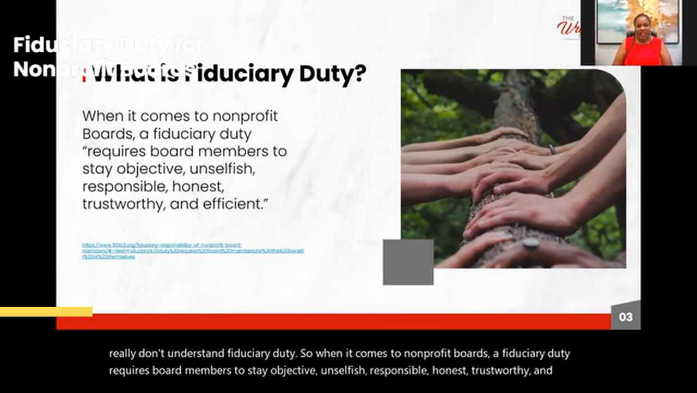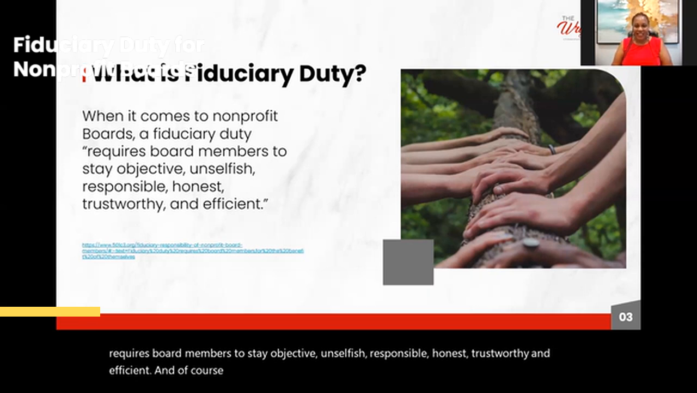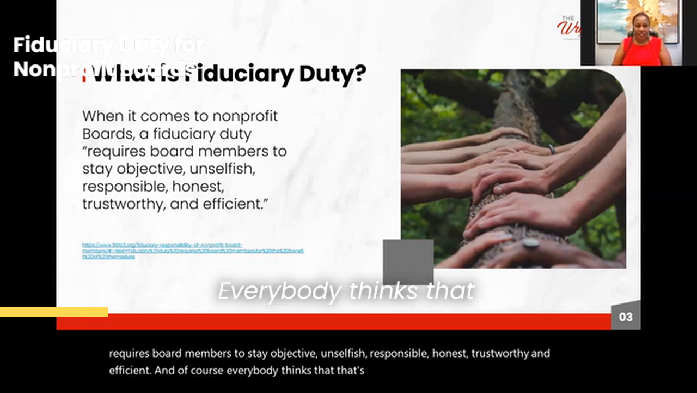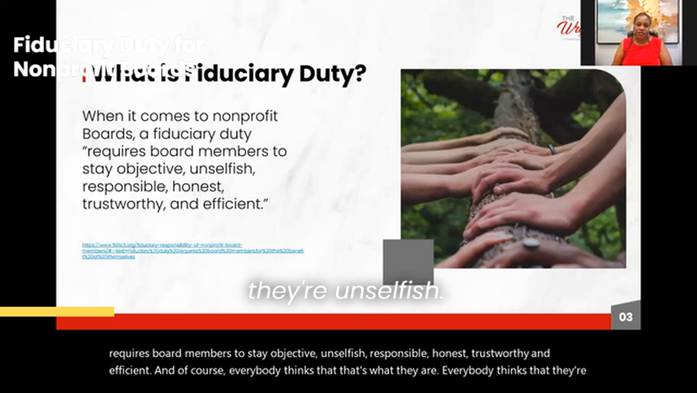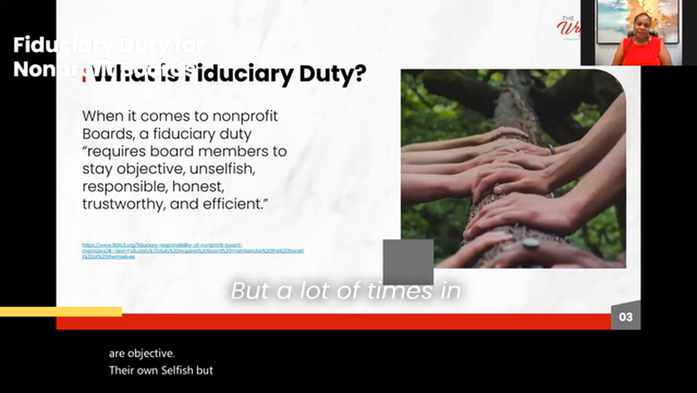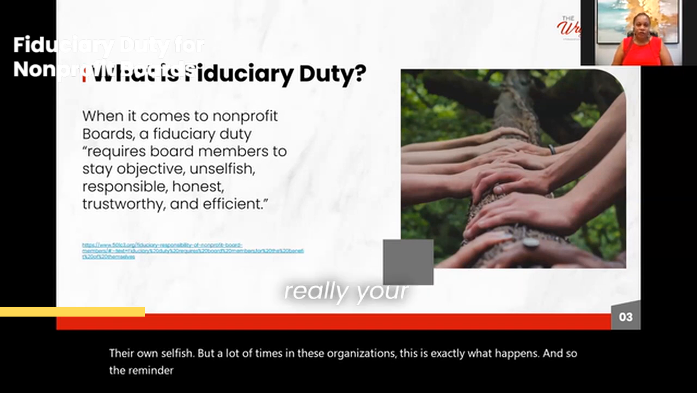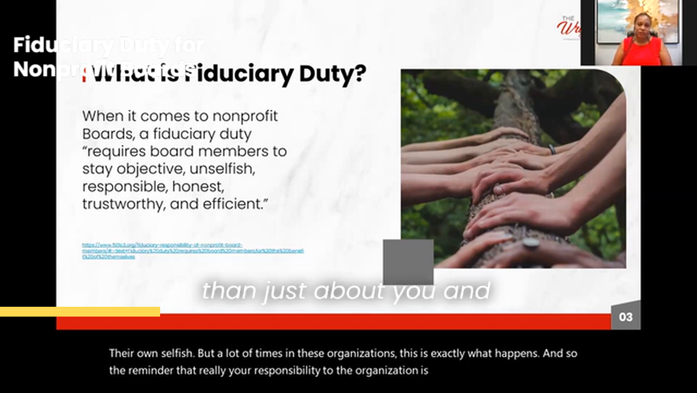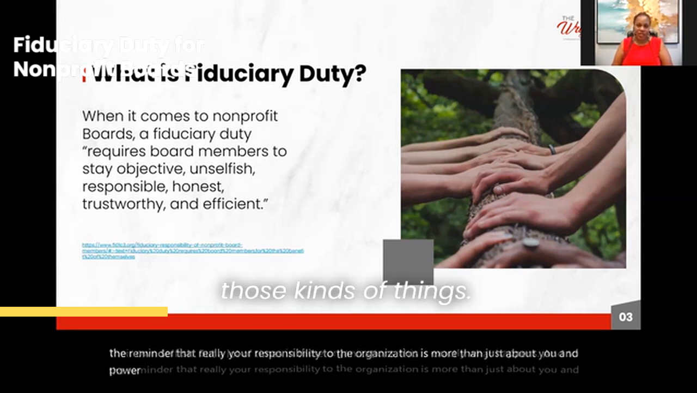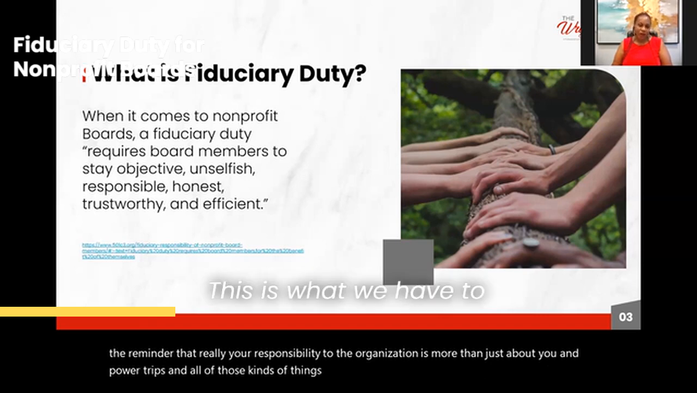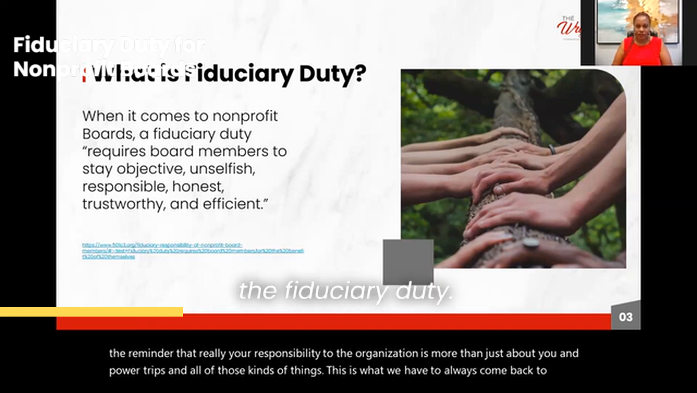and efficient. And of course, everybody thinks that that's what they are. Everybody thinks that they're objective, they're unselfish. But a lot of times in these organizations, this is exactly what happens. And so the reminder that really your responsibility to the organization is more than just about you and power trips and all of those kinds of things. This is what we have to always come back to, is the fiduciary duty.